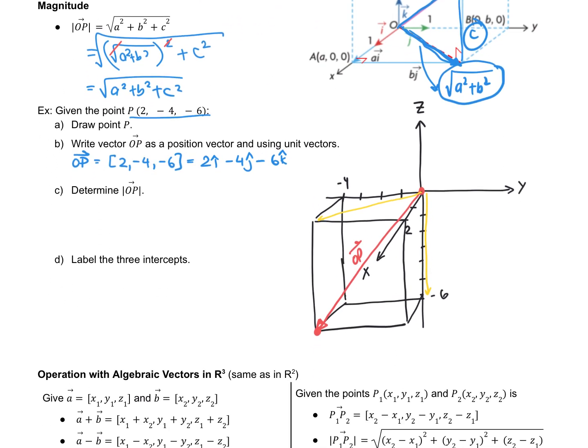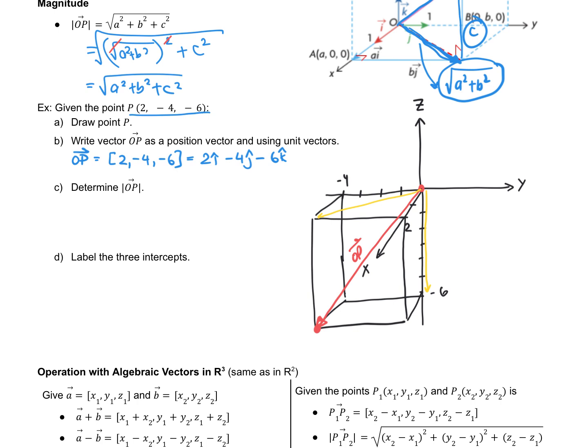So let's try that for our vector. So for vector OP, the magnitude is the square root of 2 squared plus negative 4 squared plus negative 6 squared. And if we punch that into our calculator, we get the square root of 56. And 56 can be written as 4 times 14, which means the exact value is 2 root 14 units.